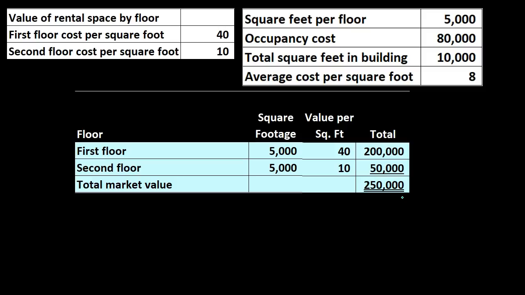Again, that's not our cost. That's like if we sold it today, according to the market value that we got these numbers from, then we would have a total value of $250,000 for the two floors, $200,000 for the first, $50,000 for the second. We're only going to be using that to help us with our allocation method.